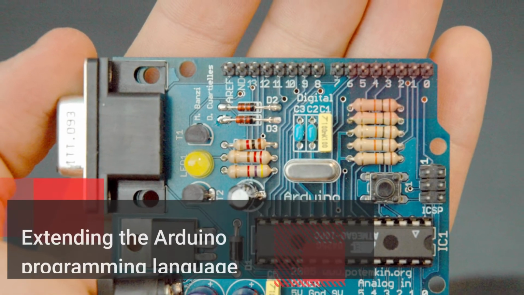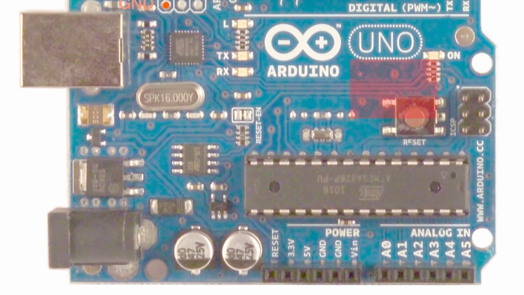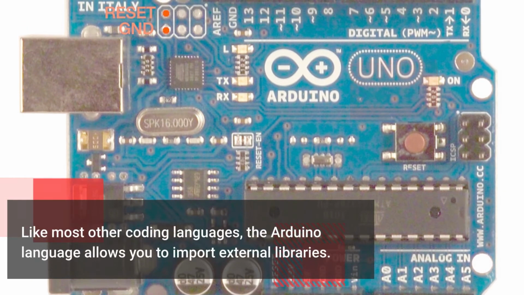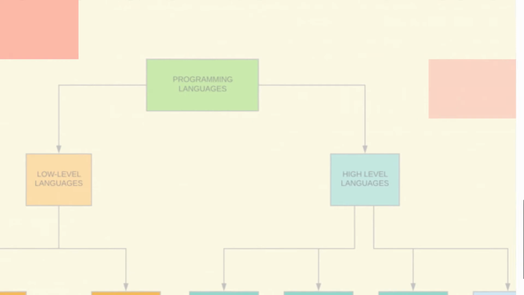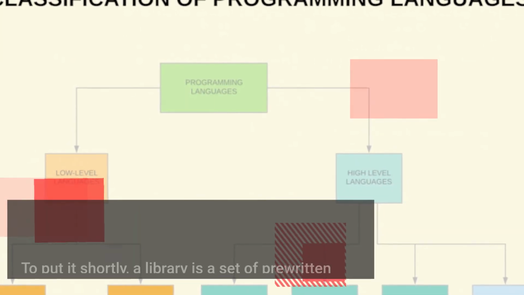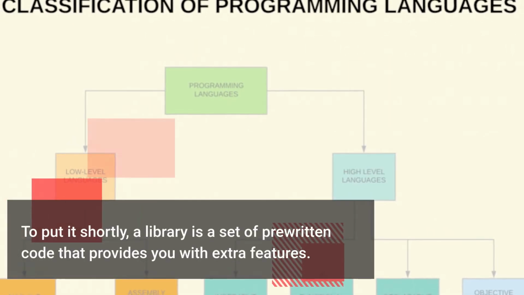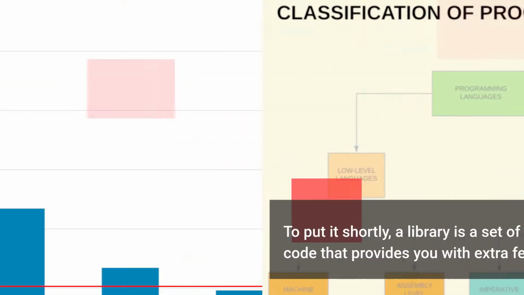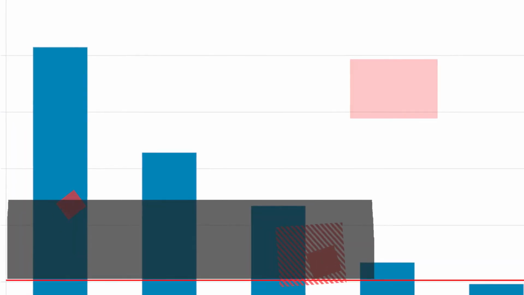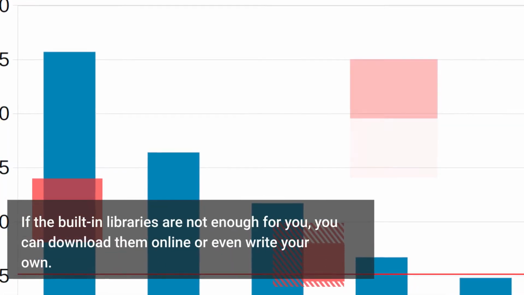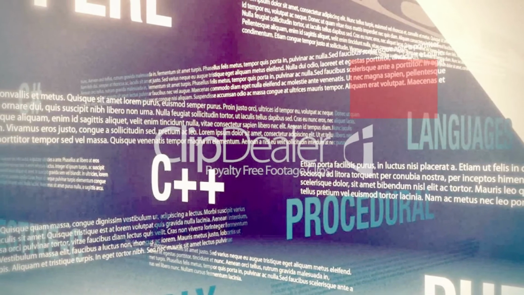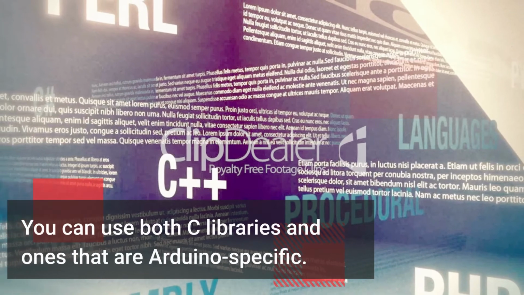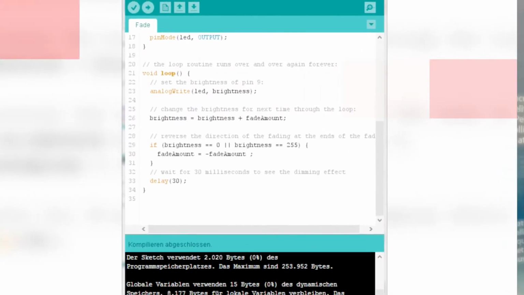Extending the Arduino programming language. Like most other coding languages, the Arduino language allows you to import external libraries. To put it shortly, a library is a set of pre-written code that provides you with extra features. If the built-in libraries are not enough for you, you can download them online or even write your own. You can use both C libraries and ones that are Arduino specific.